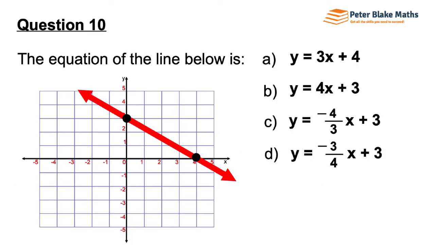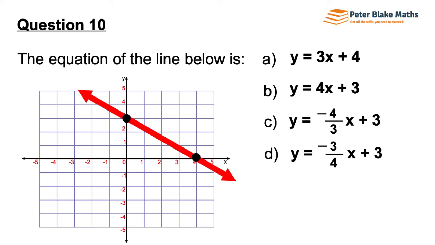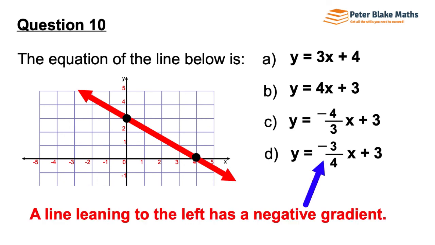Question 10. The equation of the line below on the diagram is y equals 3x plus 4, y equals 4x plus 3, y equals minus 4/3 x plus 3, or y equals minus 3/4 x plus 3. A few moving parts here. Let's have a look. A line leaning to the left, like our original, has a negative gradient, and the gradient is the number in front of the x. So I think C and D are our only options, because the line leans to the left.